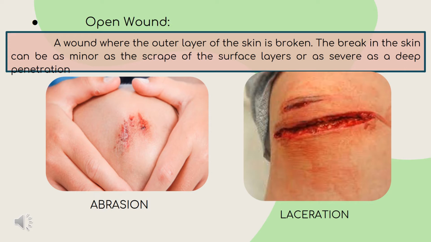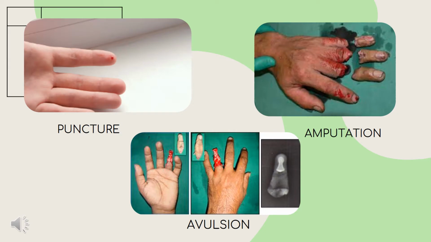Next, we have the laceration. These are the deep cuts or tearing of your skin. Accidents such as with knives, tools, and machinery are frequent causes of such wounds. Next, we have puncture. This is a deep wound that occurs due to something sharp and pointed, such as a nail. The opening on the skin is small and the puncture wound may not bleed as much.